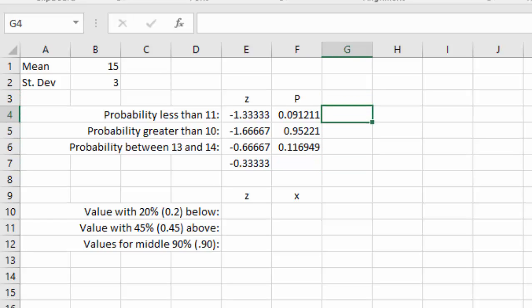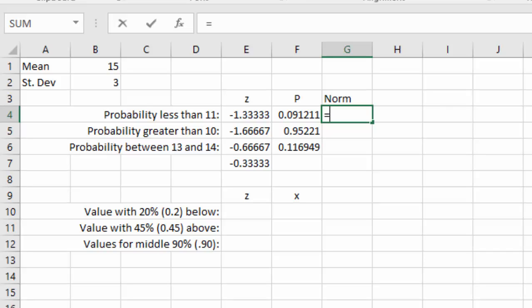Now there's another way we could have also done these probabilities without having to find the z-values, and that is to just use the straight normal distribution function. It's a little more to type, but let's take a look at how that works. So I'm going to make a new column with just the regular normal. This is not the standard normal. We're going to use a mean of 15 and a standard deviation of 3.